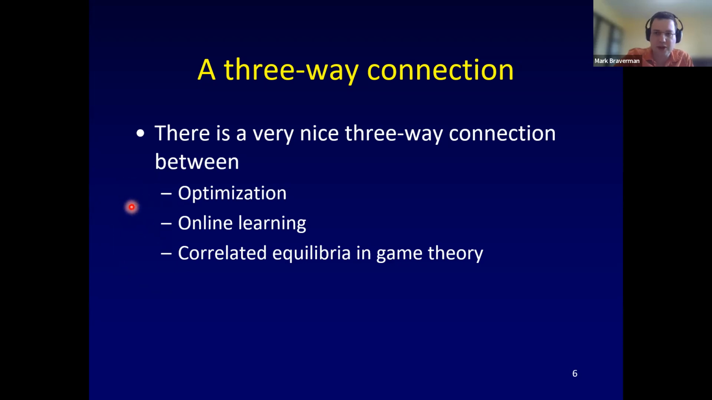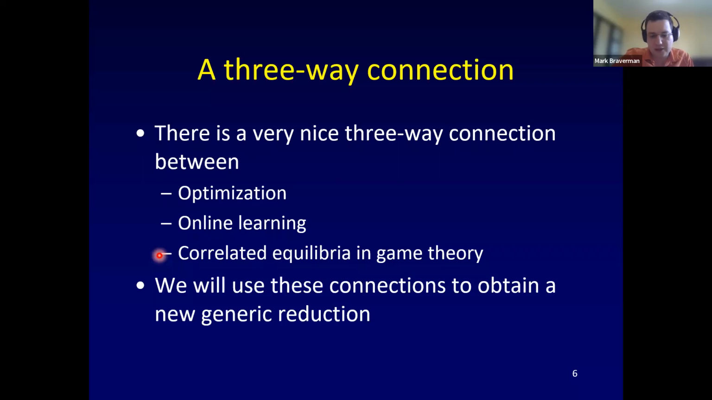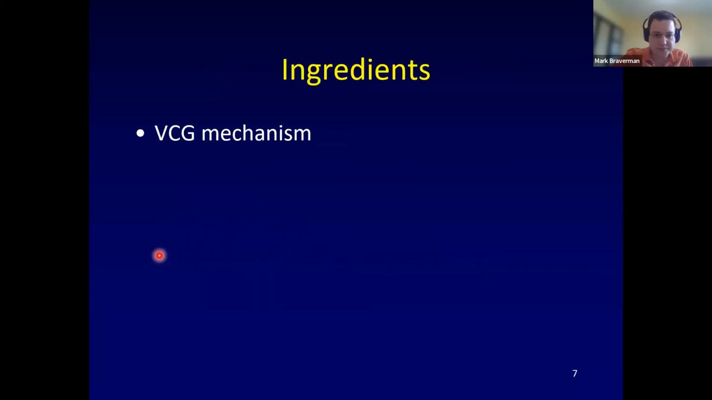every pair, there are textbooks that talk about, say, online optimization in the context of learning. So those are not new connections, but we'll try to put them together in a new way to obtain a new generic reduction.